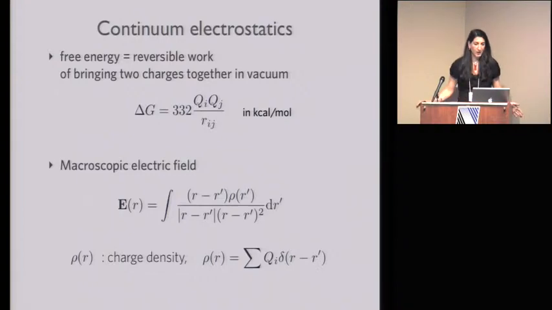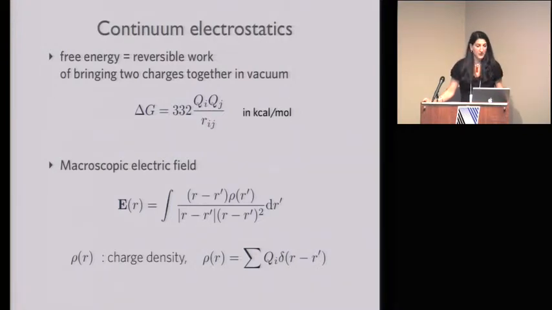So first of all, the idea of, well, Coulomb's law, that the free energy of bringing two charges together in vacuum is proportional to the two charges divided by the distance. And this 332 right there is just a unit conversion in that equation so that you get the result in a common unit used in these calculations, kilocalories per mole, where the distance here would be measured in angstrom. So this would be the equation that you would use in these standard units.